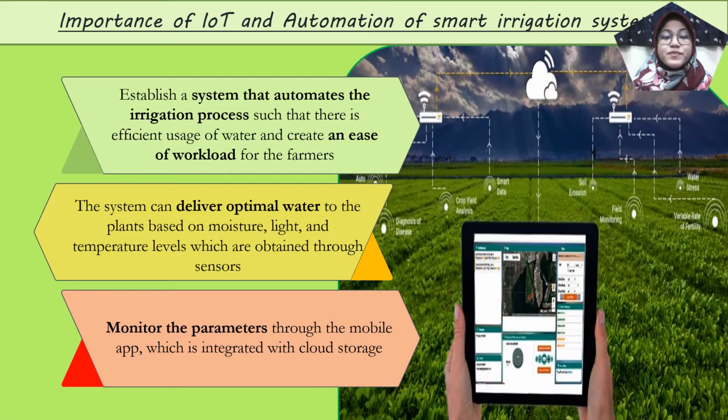What is the importance of IoT and automation in smart irrigation? The first is to establish a system that automates the irrigation process. The second is that the system can deliver optimal water based on the moisture, light, and other parameters. And lastly, to monitor the parameters through the mobile app, which can be integrated into the cloud storage.